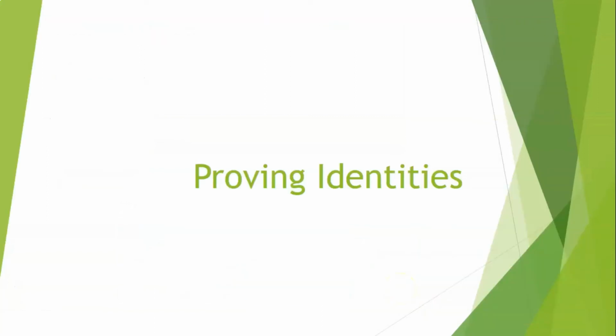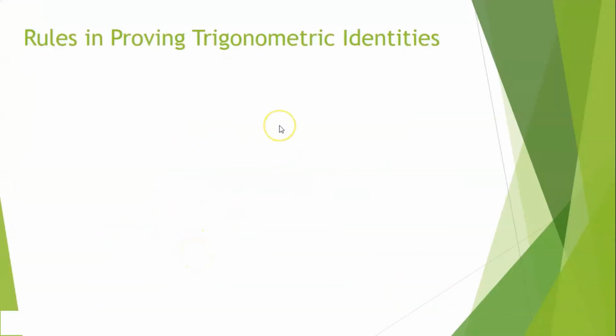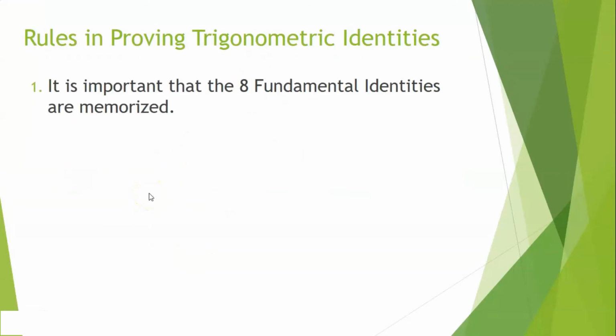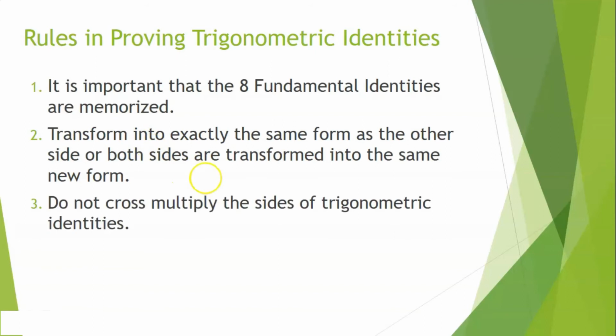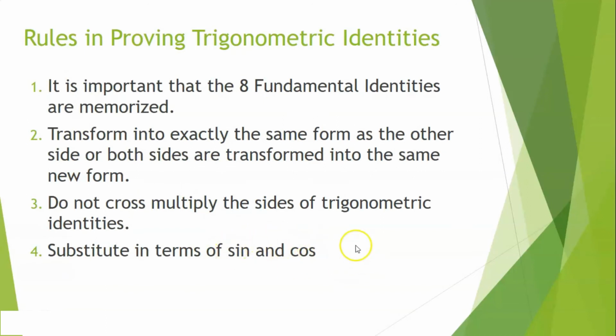Okay, now let's have proving identities. These are the basic rules in proving identities. Number one, it's important to memorize the fundamental identities. So you can transform the left and the right equation, or you just transform one equation to be the same as the other side. So do not cross multiply, and substitute in terms of sine and cosine. It's basic. An example.